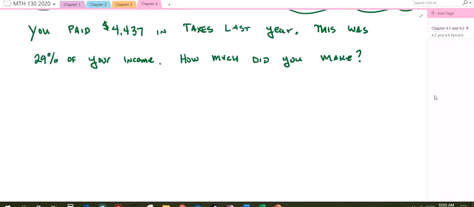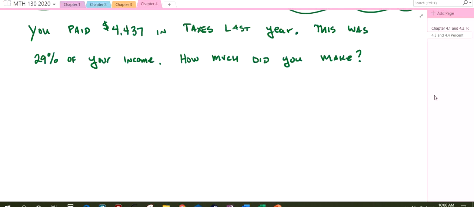Okay, let's do a word problem now. Suppose you paid $4,437 in taxes last year. This was 29% of your income. How much did you make? So, deciding how to set up the equation here can be a little bit confusing, but let's just use that method that I talked about before.